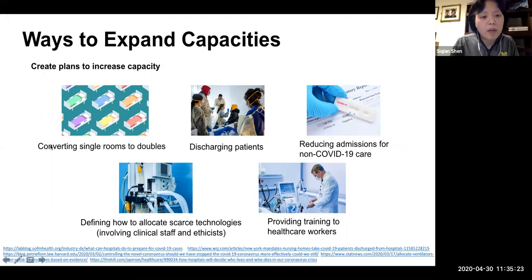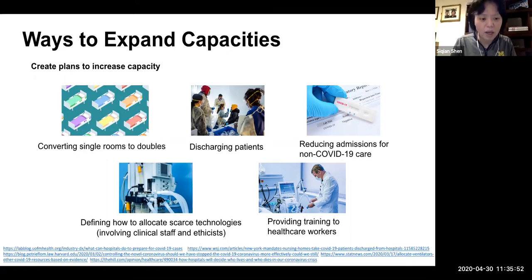And there are many ways you can do it. You can convert one single room to doubles. You can discharge some patient who doesn't need the care anymore. So that decision is also critical, the same as the triage decision. Now you need to triage them to some lower priority department in the hospital. And you also need to reduce the admission for the non-COVID-19 cases who don't have to come to the hospital anymore for their regular check and things like that.